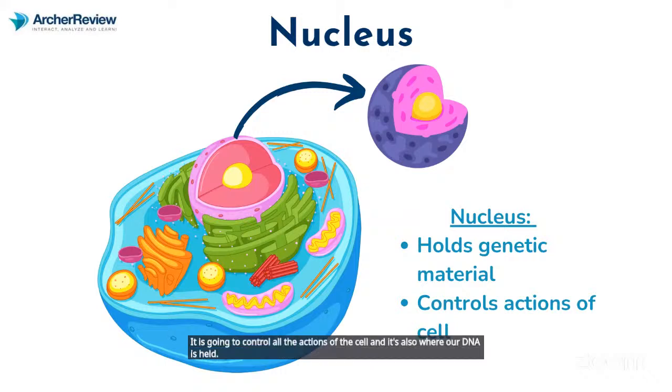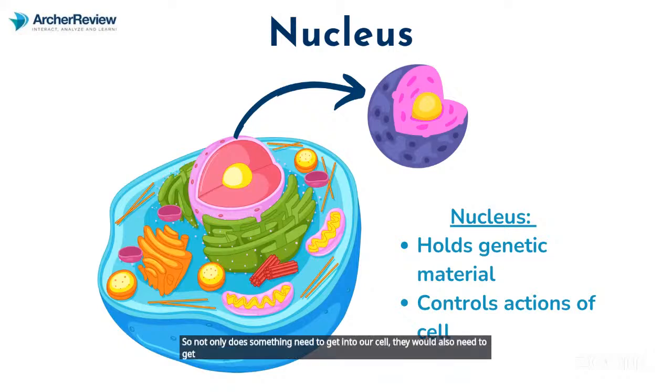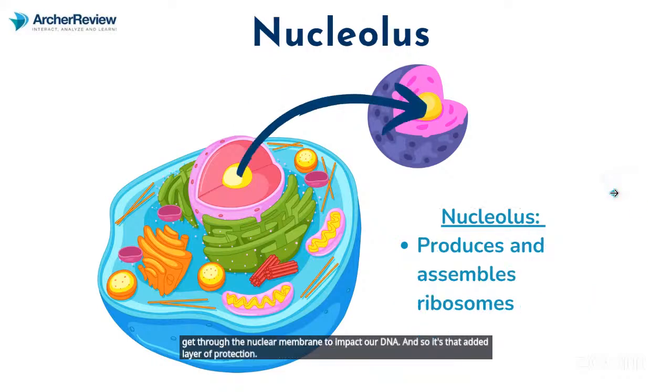And that is very important because it's an added layer of protection for our DNA. So not only does something need to get into our cell, they would also need to get through the nuclear membrane to impact our DNA. And so it's that added layer of protection.